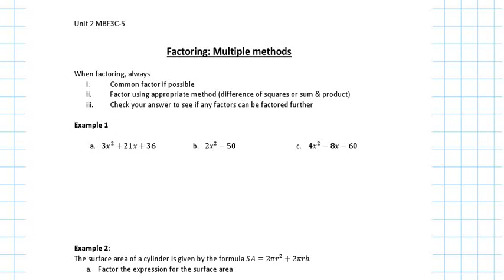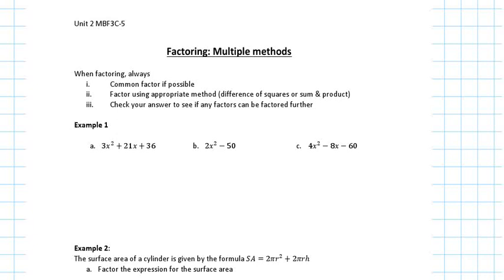Last week we learned about the different types of factoring. We talked about the common factor, or the greatest common factor. We talked about the difference of squares, and we talked about the sum and product. Well, as we know, sometimes there's a combination of factoring, okay?